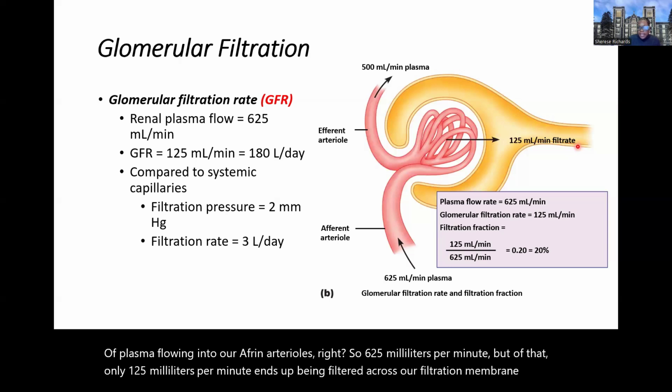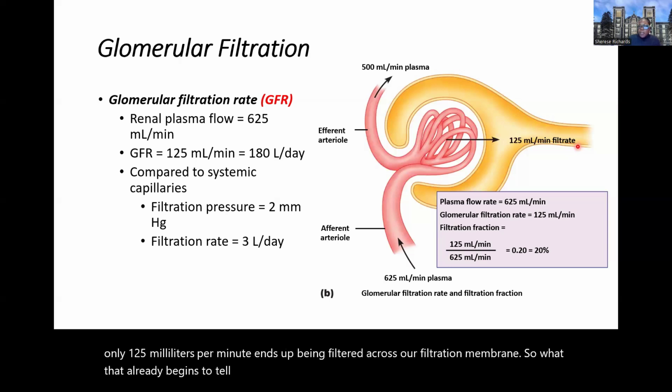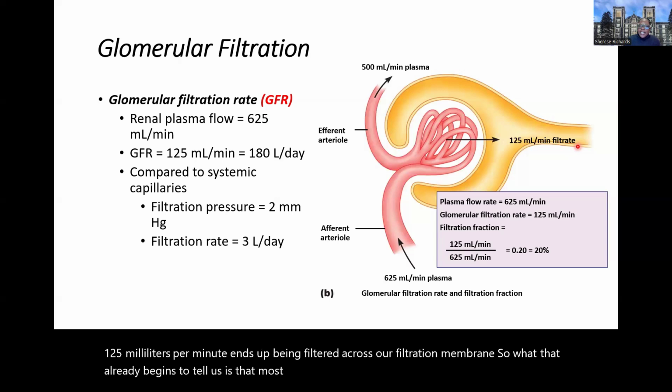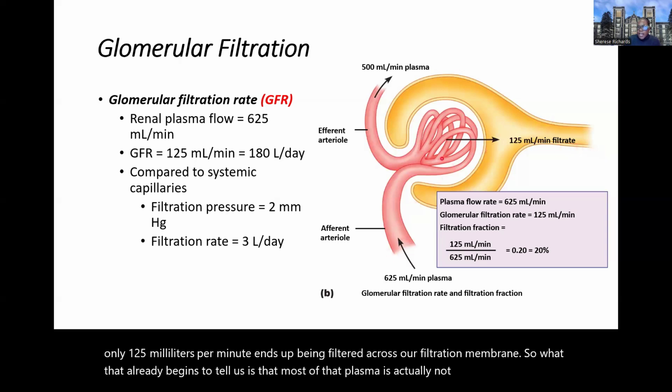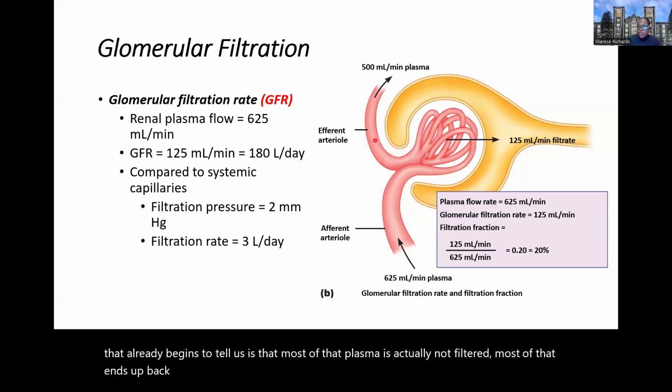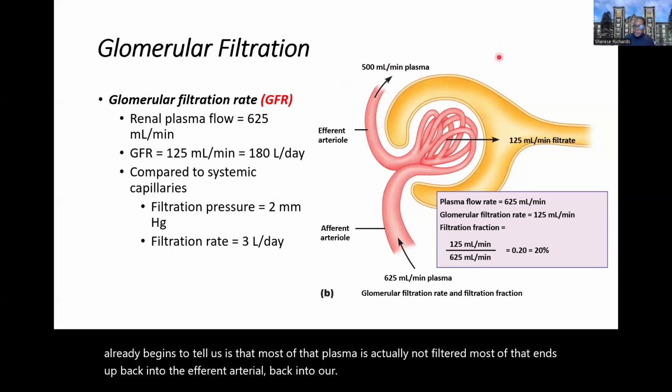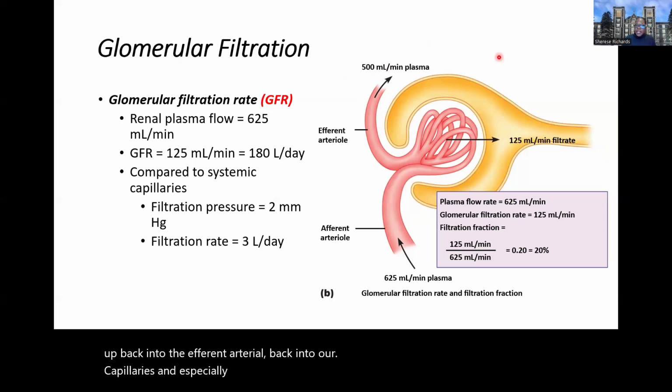So what that already begins to tell us is that most of that plasma is actually not filtered. Most of that ends up back into the efferent arteriole, back into our capillaries, and especially our peritubular capillaries that are going to be intertwined with the distal parts of the tubules.